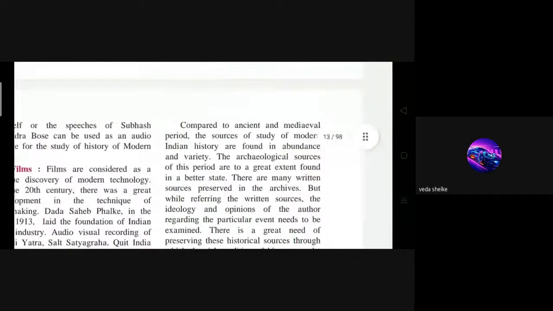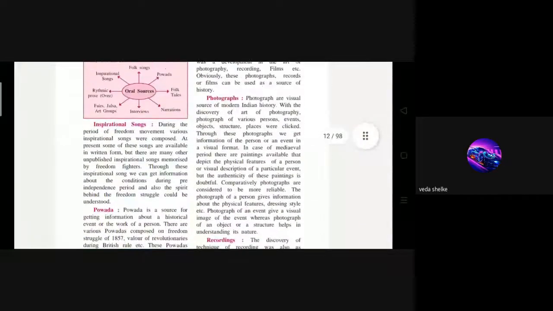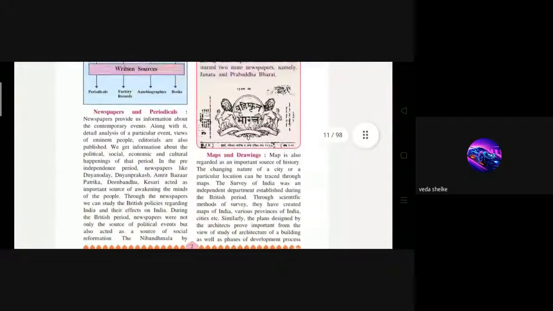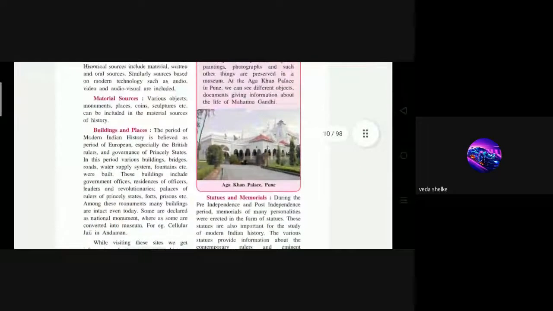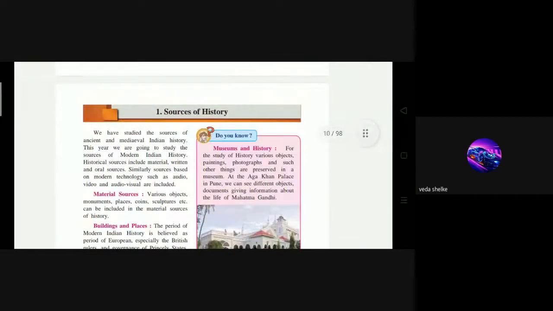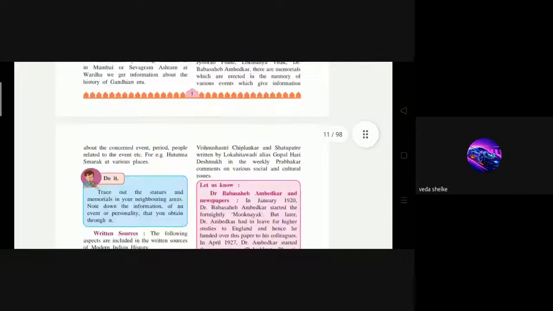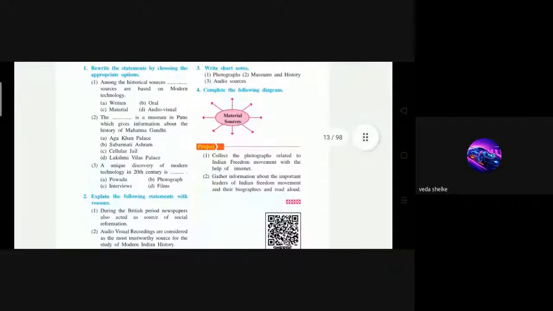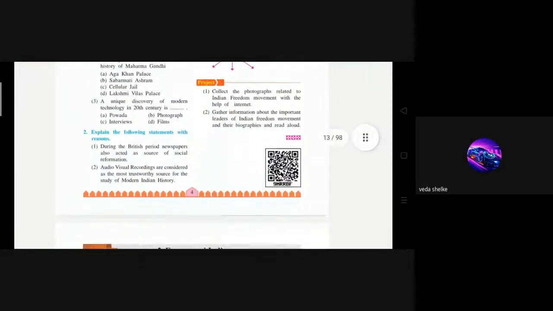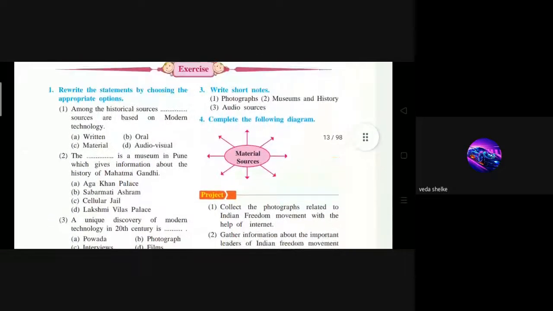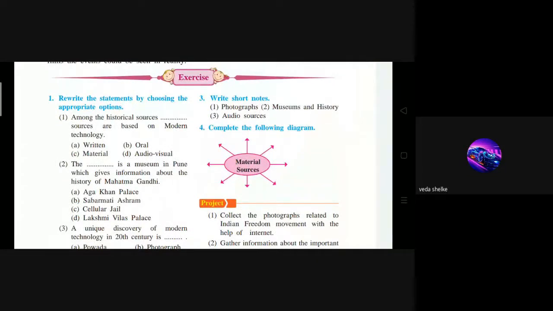Okay, good. So you have read the whole lesson. What did it include? The main sources of history. What were the sources? Material sources, then written sources, oral sources, photographs and films. So we will move to the question answer first. You have to answer the questions which are there in the exercise. Then I will ask questions from the lesson itself. Okay, so let's start.